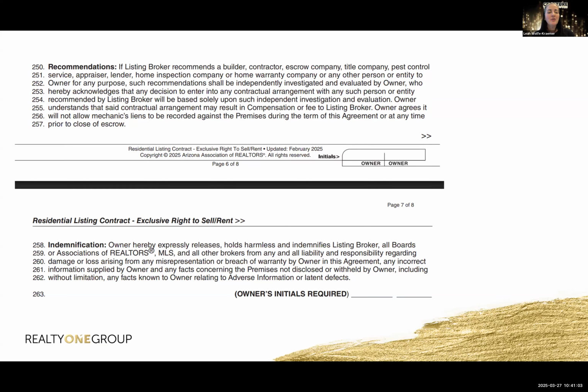If listing broker recommends a builder, contractor, escrow company, title company, pest control service, appraiser, lender, and so on, any such recommendations shall be independently investigated and evaluated by owner, who hereby acknowledges that any decision to enter into any contractual arrangement with any such person or entity recommended by listing broker will be based solely upon such independent investigation and evaluation. Owner understands that said contractual arrangement may result in compensation or fee to listing broker.